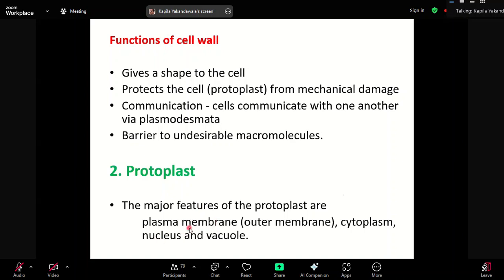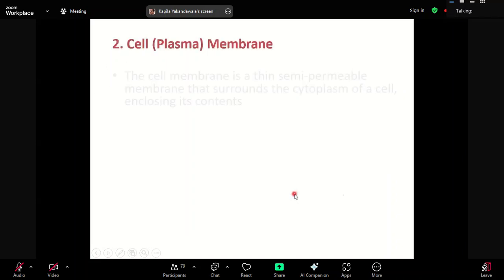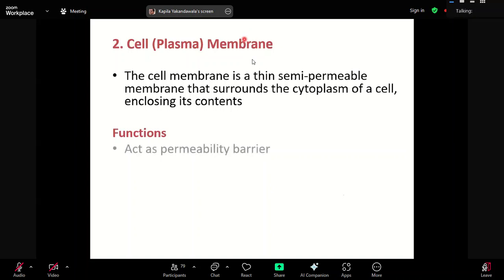Protoplast. So the protoplast is a thing which includes plasma membrane, cytoplasm, nucleus, and vacuole. We discussed it earlier. Plasma membrane, or cell membrane, is semi-permeable. So it acts as a semi-permeable barrier.